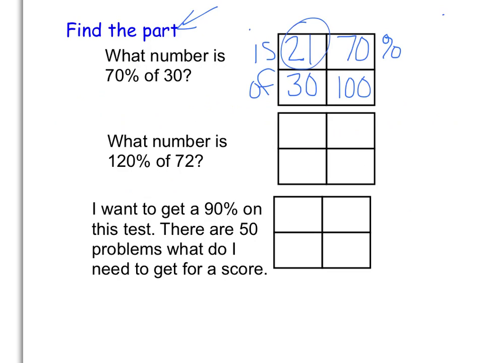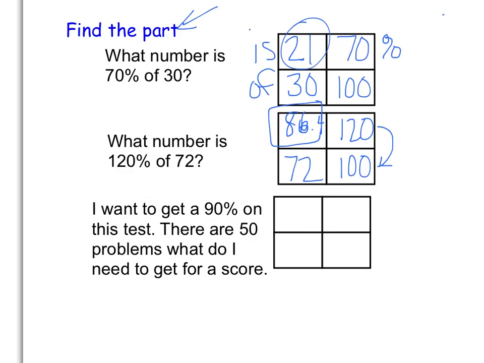as my answer. What number is 120% of 72? The percent always goes up here. It's always out of 100. Of 72 is going to go in the bottom. Crisscross multiply, divide by the lonely guy. I get 86.4. It makes sense here that this is going to be bigger than my bottom number, since on here my top was bigger than my bottom.